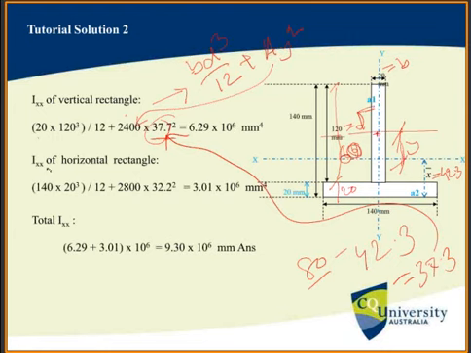Next one, for the horizontal rectangle, just apply the same formula. In this case, B will be 140 and D will be this 120. So BD cube divided by 12 into area, 32.2. How is this 32.2?